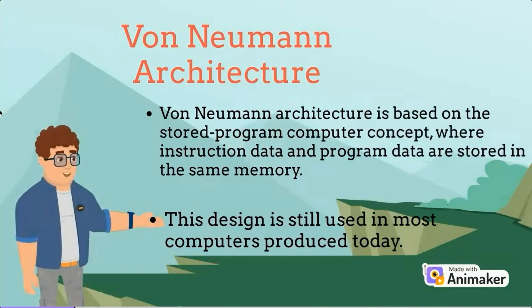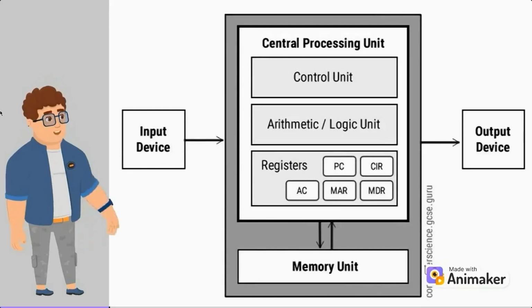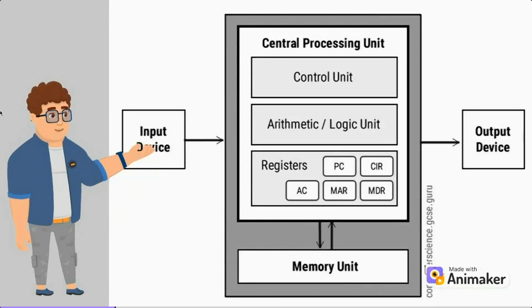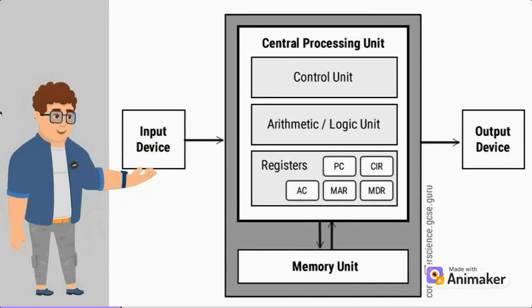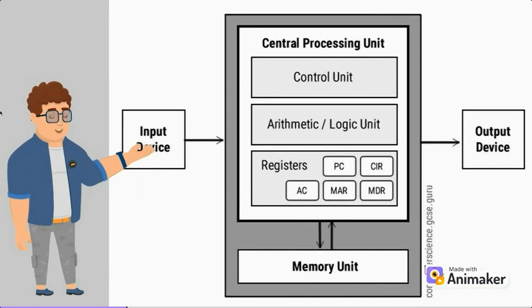Von Neumann architecture is based on the stored program computer concept, where instructions data and program data are stored in the same memory. This design is still used in most of the computers produced today. The von Neumann architecture basically comprises of 5 units, that is memory, control, arithmetic and logic, input and the output units. The central processing unit comprises of control and arithmetic and logic units.